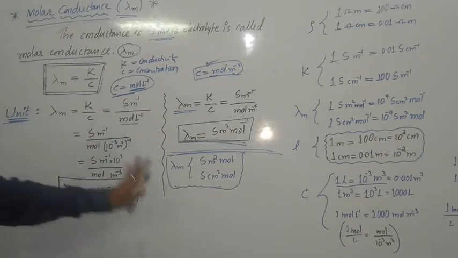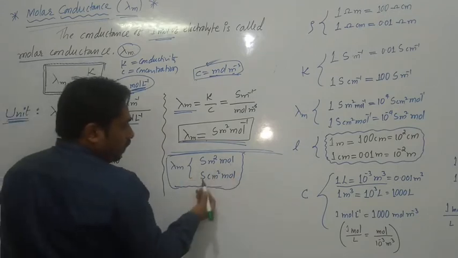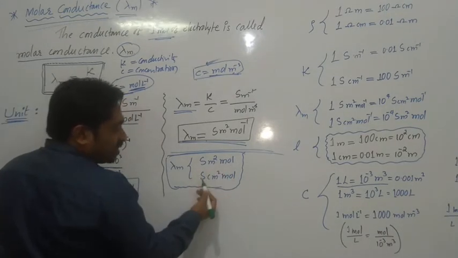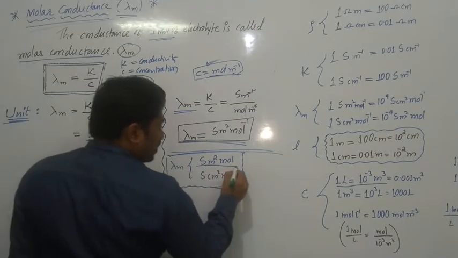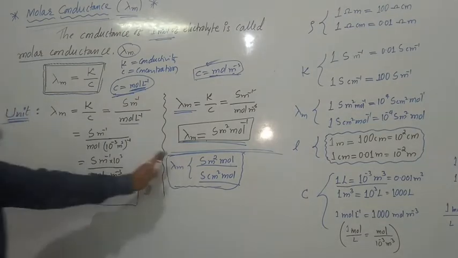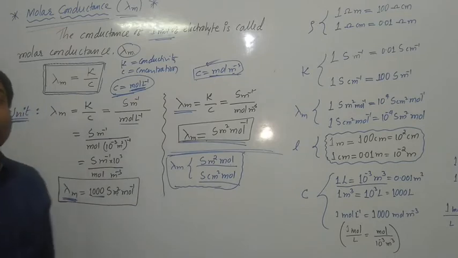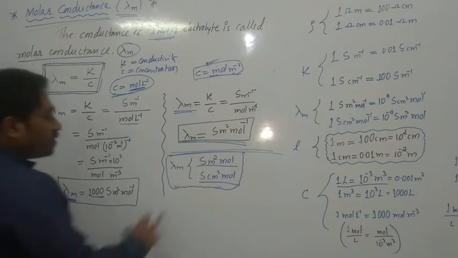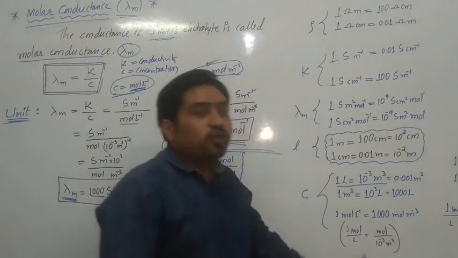So in general, I will write the unit for lambda m as Siemens meter square per mole, or the sub-multiple of this, Siemens centimeter square per mole. I can use Siemens meter square per mole or Siemens centimeter square per mole. So these two are the units of molar conductance. I can use this or this. So these are some important conversions.